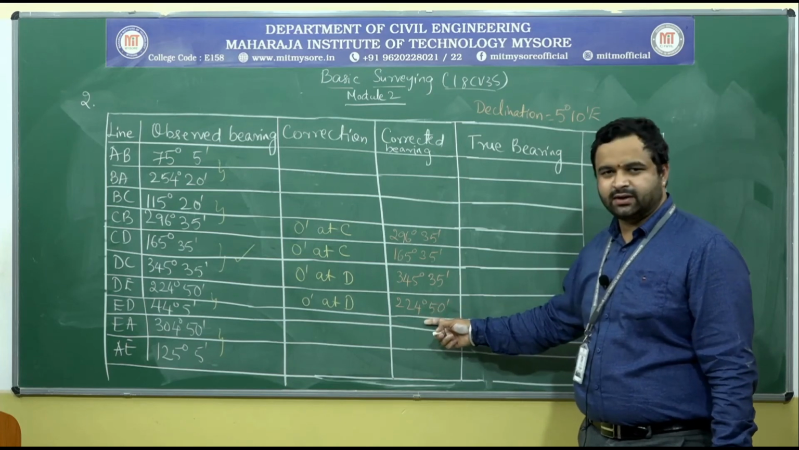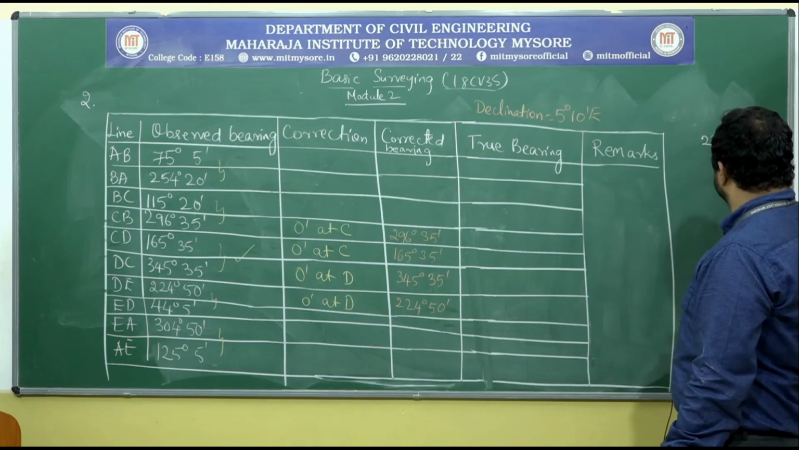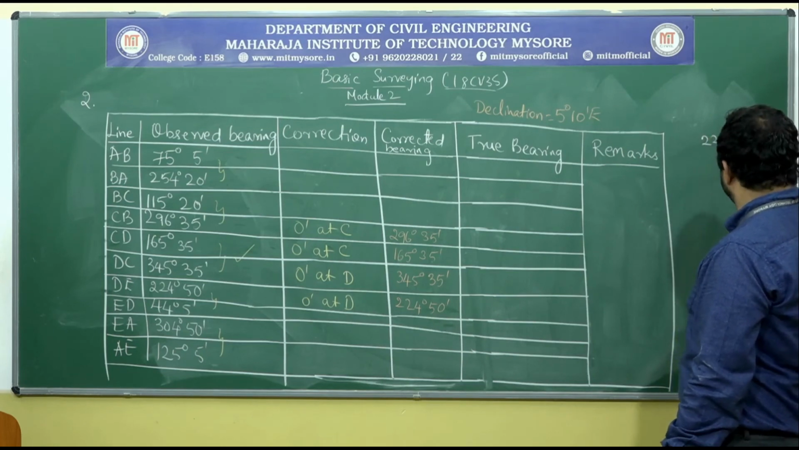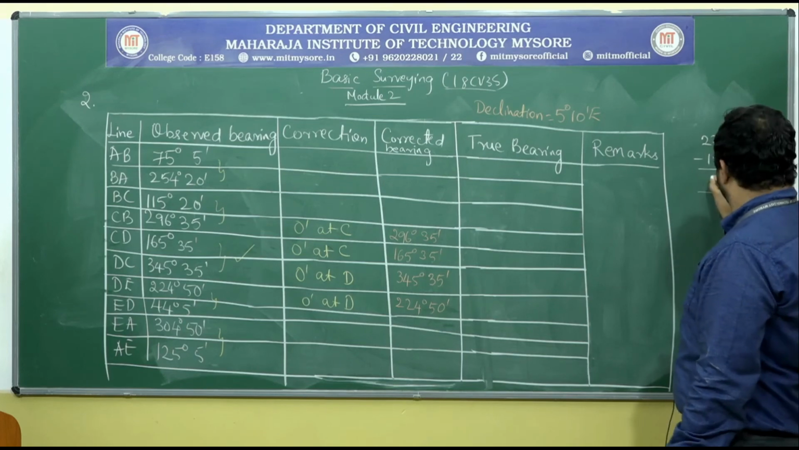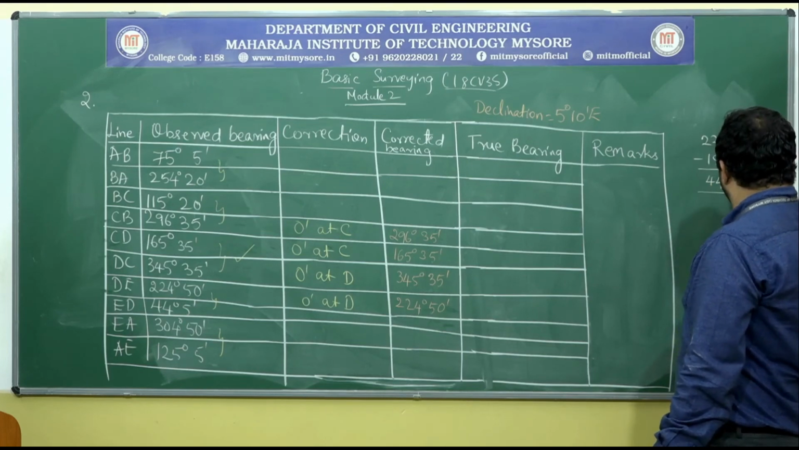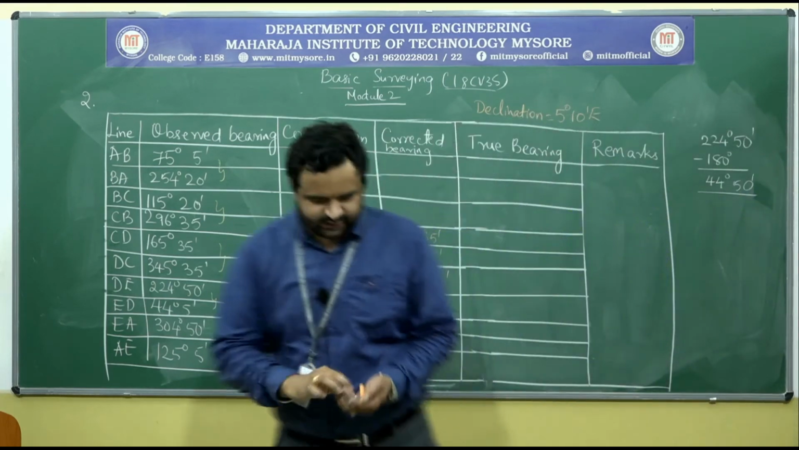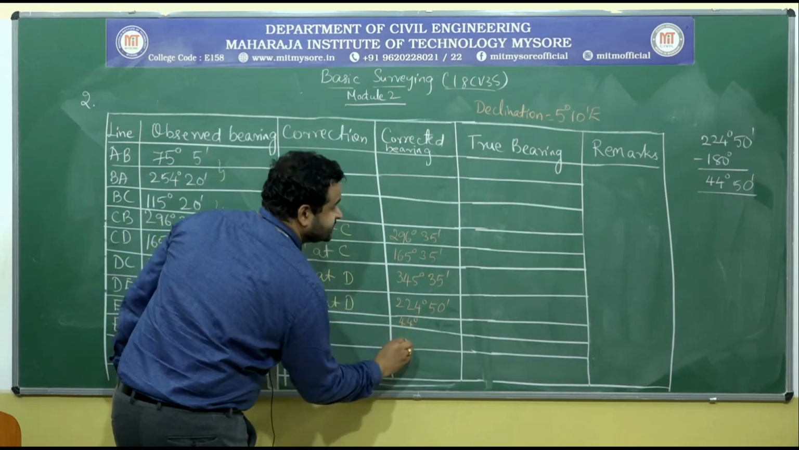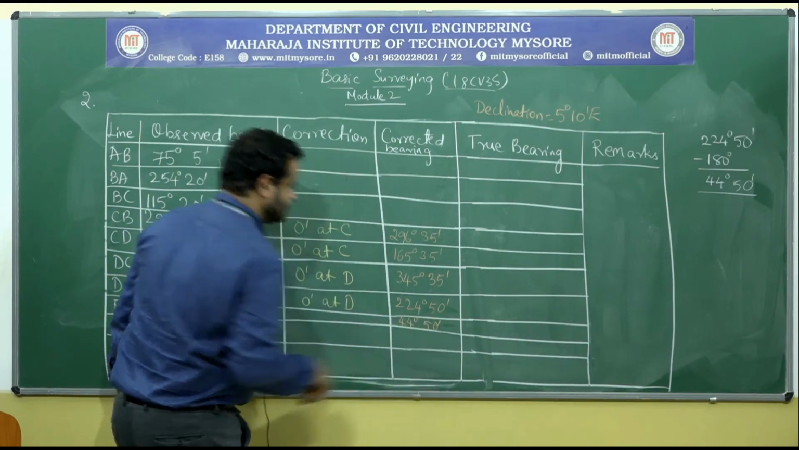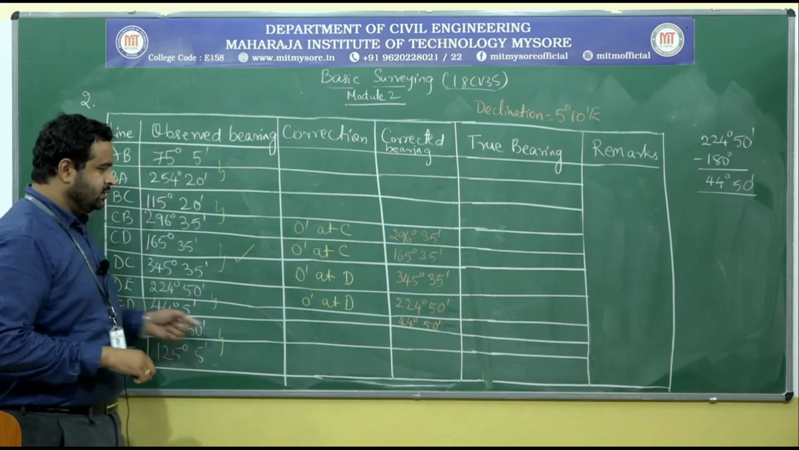What about its back bearing? Corrected back bearing, that is 224 degrees 50 minutes minus 180 should give you 44 degrees 50 minutes. This is the corrected bearing to be written here. But what is the observed bearing here? It is 44 degree 5 minutes.